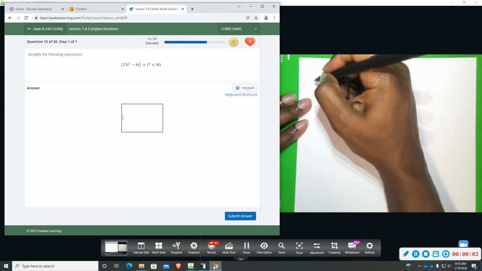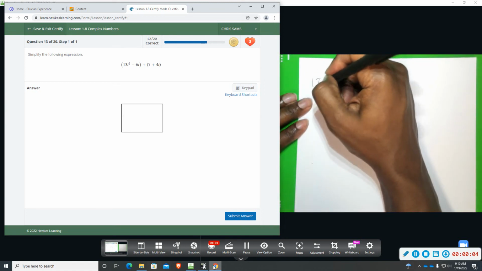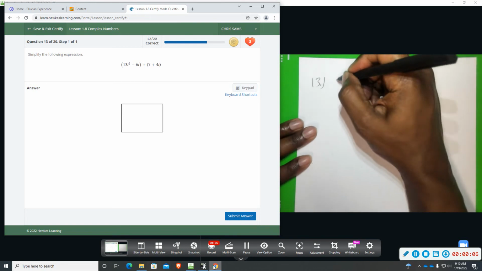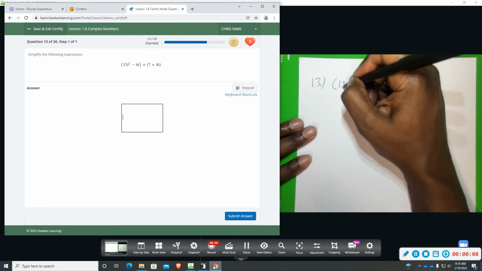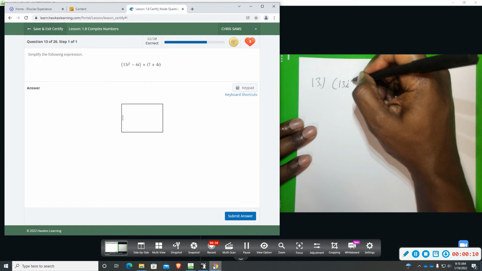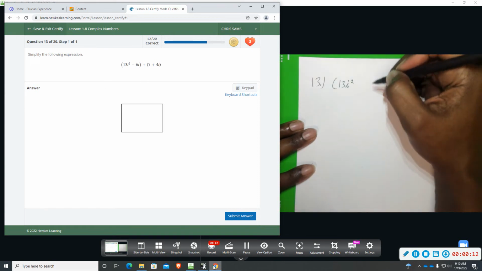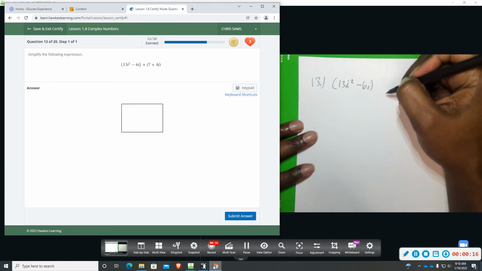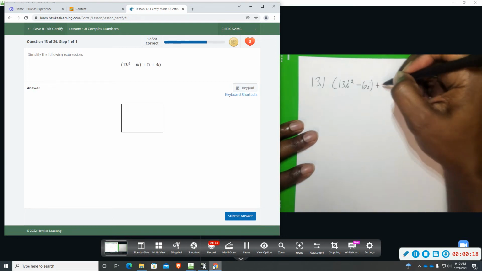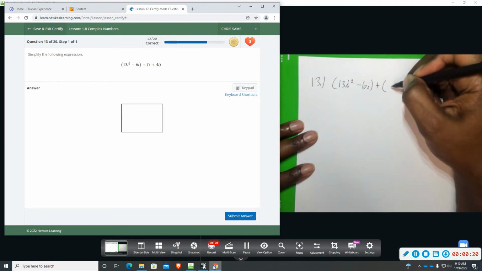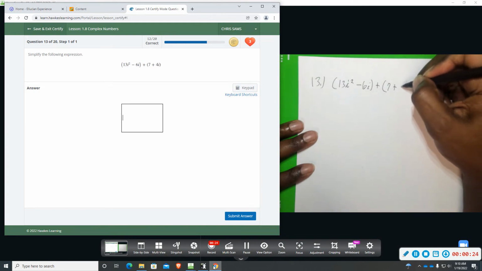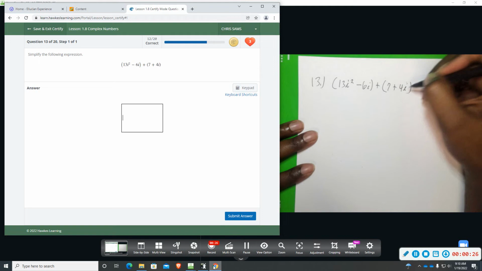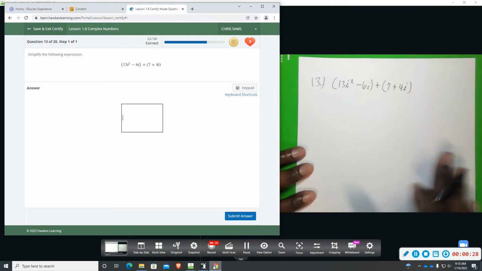Number 13, we have in parentheses 13i squared minus 6i, close parentheses, and then plus, open parentheses, 7 plus 4i. So again, we're going to combine like terms.